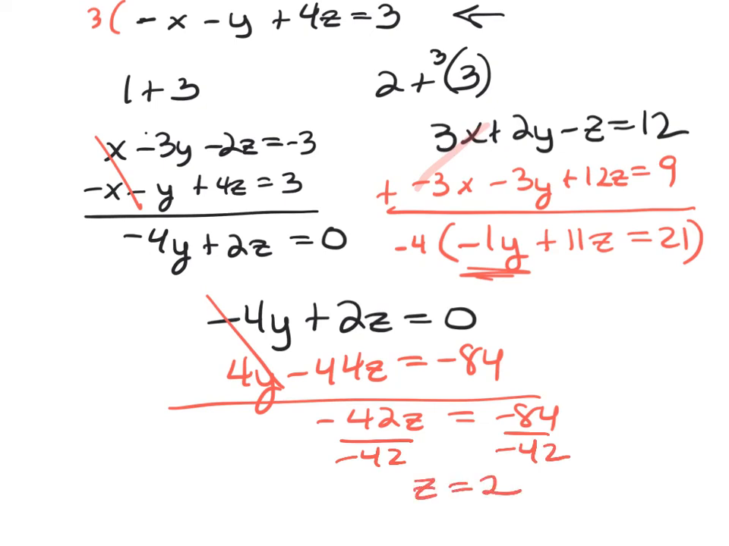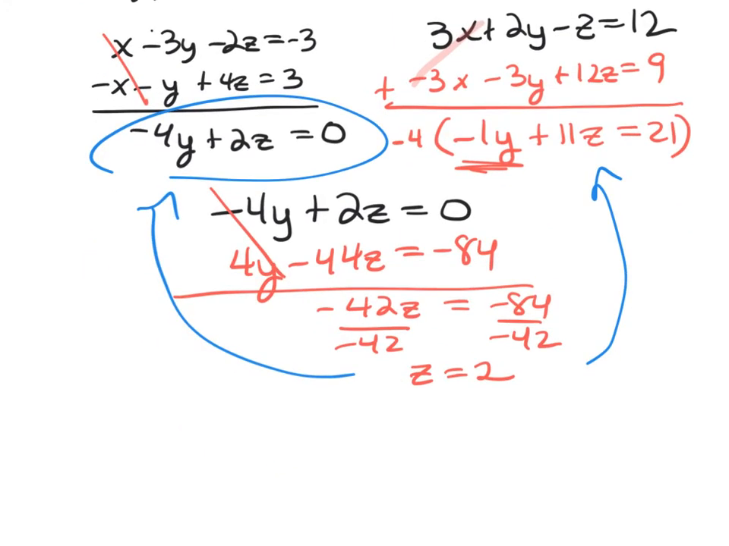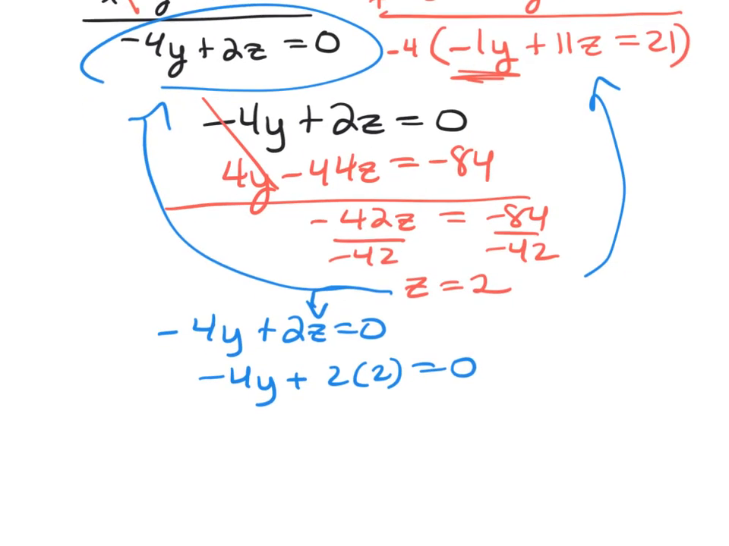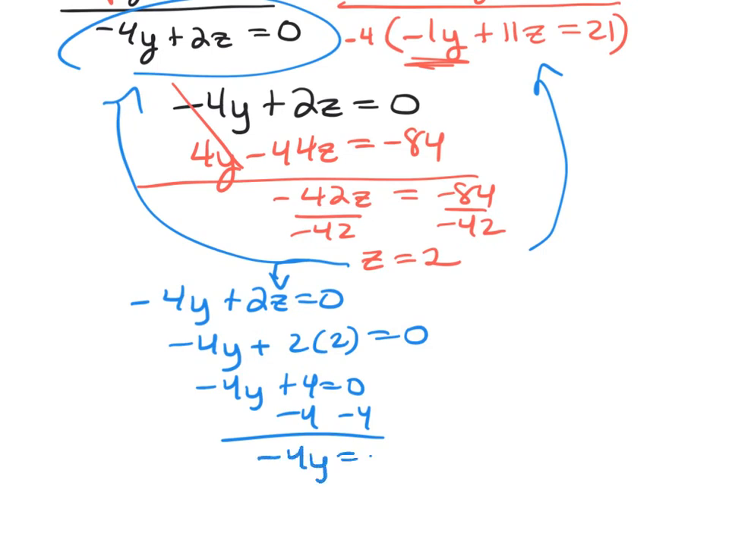I now need to take that positive 2 and plug it into one of these. I'm going to do this one, the one that equals 0. It's pretty simple, I think. So negative 4y plus 2z equals 0. Take the z, put it here. Negative 4y, 2 times 2. Negative 4y plus 4 equals 0. Move the 4. Negative 4y equals negative 4. Divide by negative 4. y equals 1.